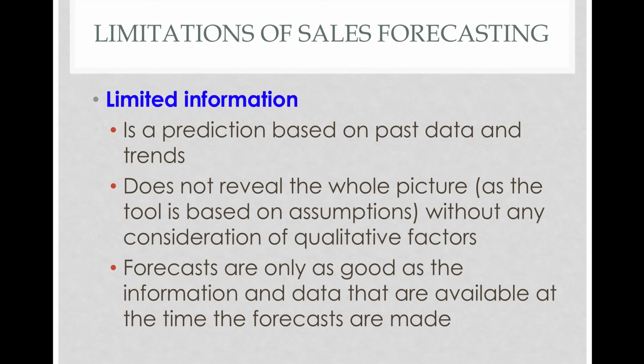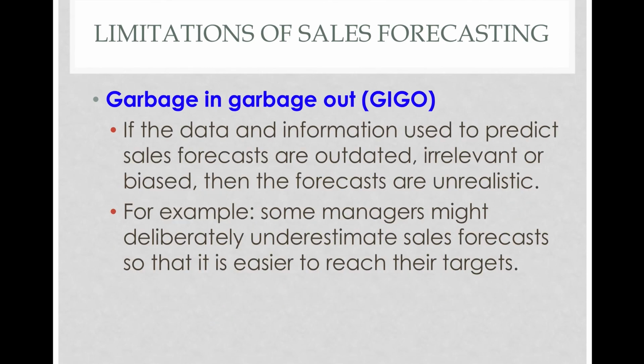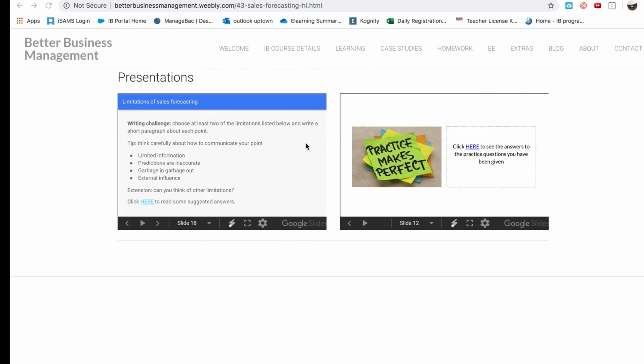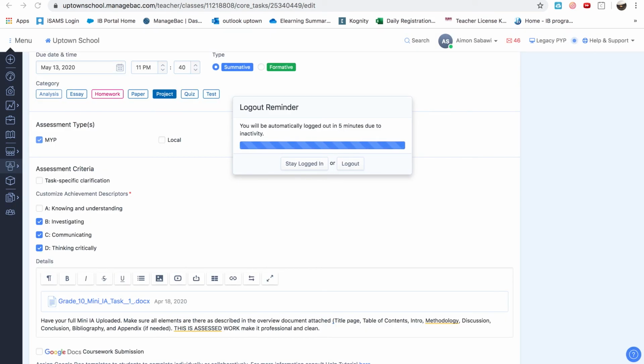Limited information though is the biggest issue. When you don't have access to data, like the past trends, if it doesn't show you the whole picture, or if it's just not accurate data, the whole thing becomes a useless exercise, right? So there could be a lot of inaccuracies of prediction. We talk about GIGO, garbage in, garbage out. So if there's rubbish data, then the forecasts and all the planning and stuff is going to end up being garbage. Sorry about that.